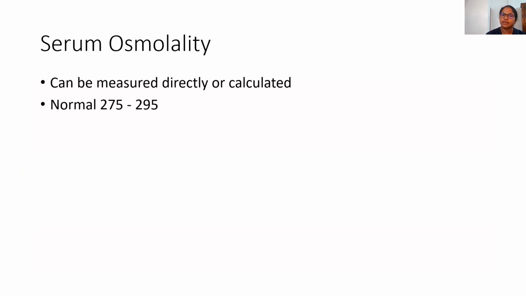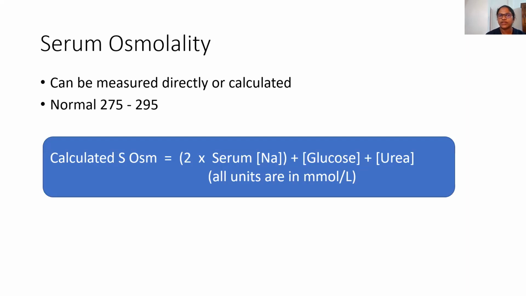Another thing that you need to know when evaluating hyponatremia is serum osmolality. Serum osmolality can be measured directly, or you can calculate it. The normal osmolality is around 275 to 295. So how would you calculate? Serum osmolality is the amount of osmotically active substances in your blood. So what are those? They are your sodium, glucose, and urea.